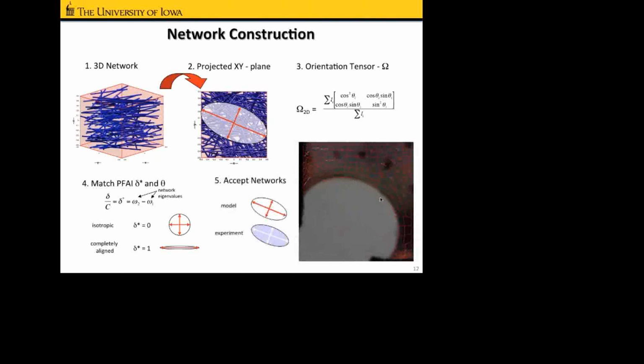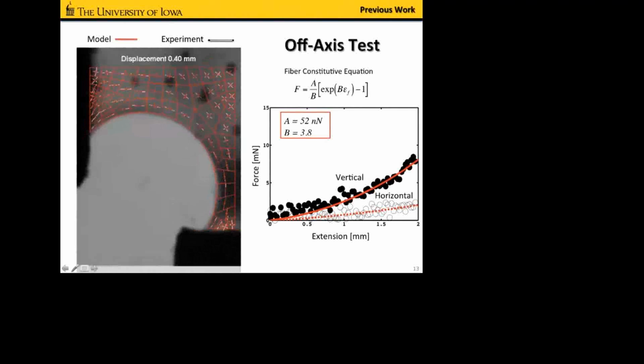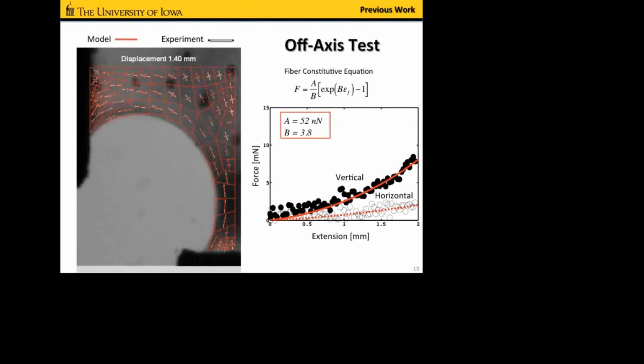In this image, you can see the model networks in red overlaid on the measurements in the experiment in white. This is showing a simulation for an off-axis hold test, where the horizontal axis is stationary and we deform the vertical axis. You can see that the model does a good job, shown in red, of predicting the rotation and stretch that we see experimentally. You can see the force extension data next to that, and we fit that by altering the parameters A and B at the fiber level for the constitutive equation.